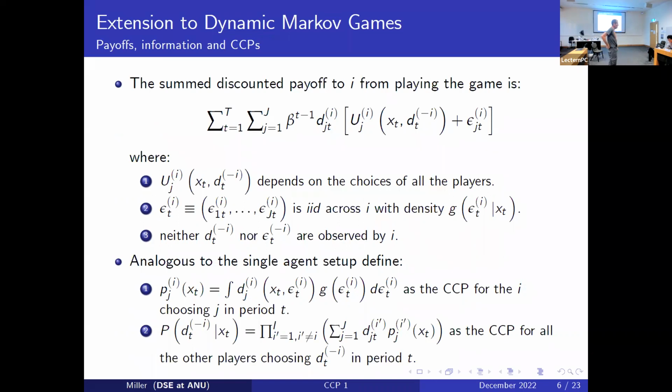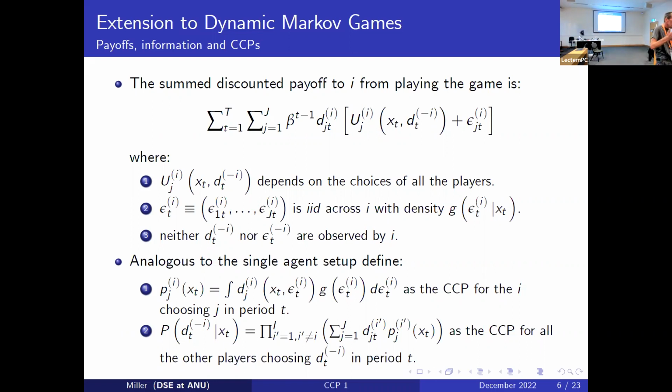There will be an epsilon associated with my particular choice that the econometrician is not going to see. The epsilons typically are assumed to be IID for the same reason that they're assumed to be IID in the individual optimization case.